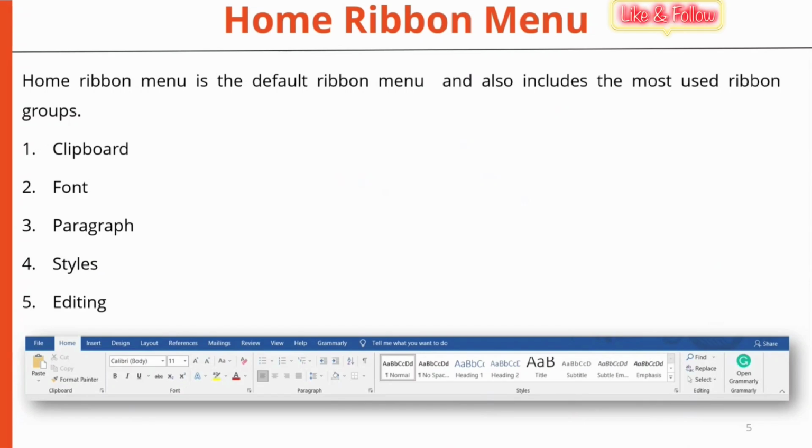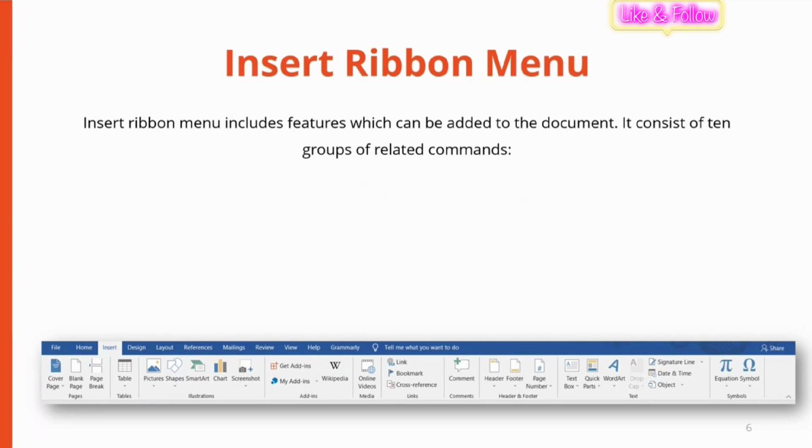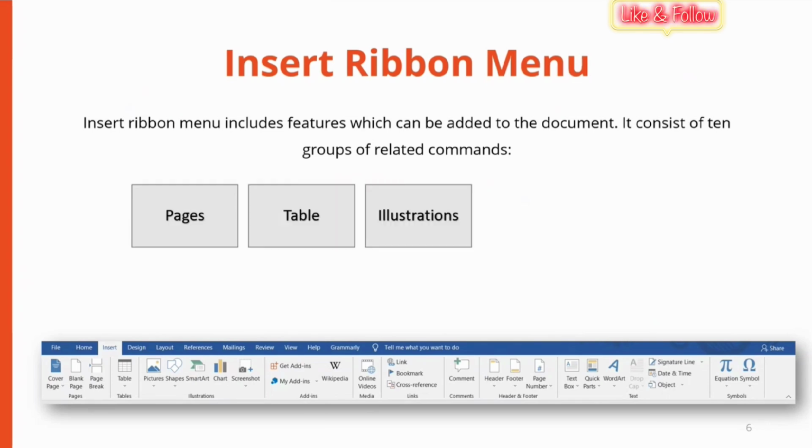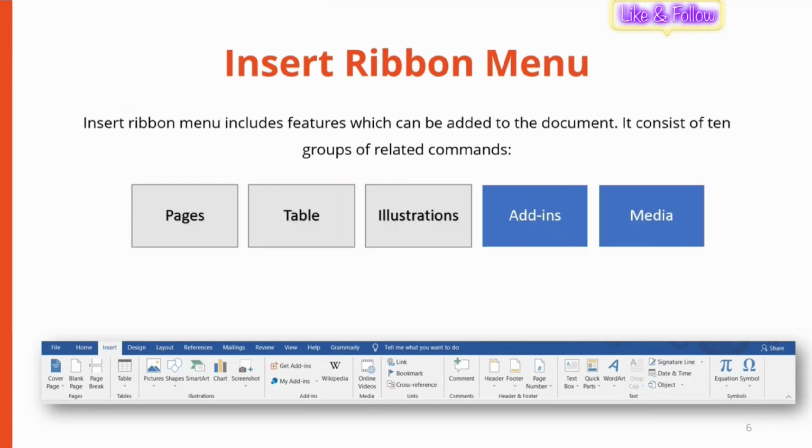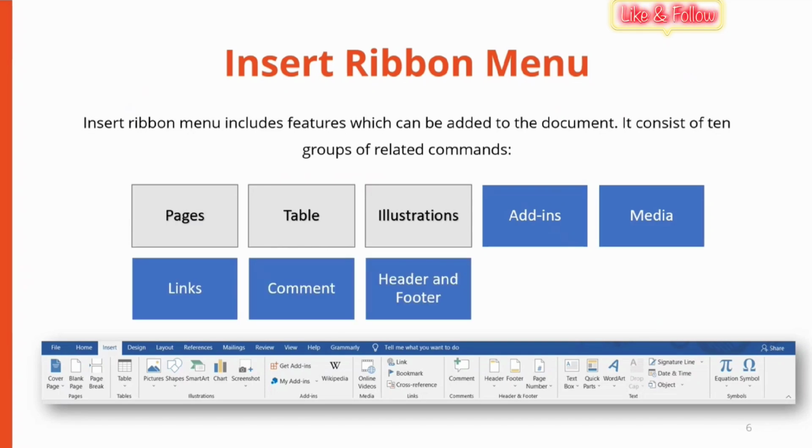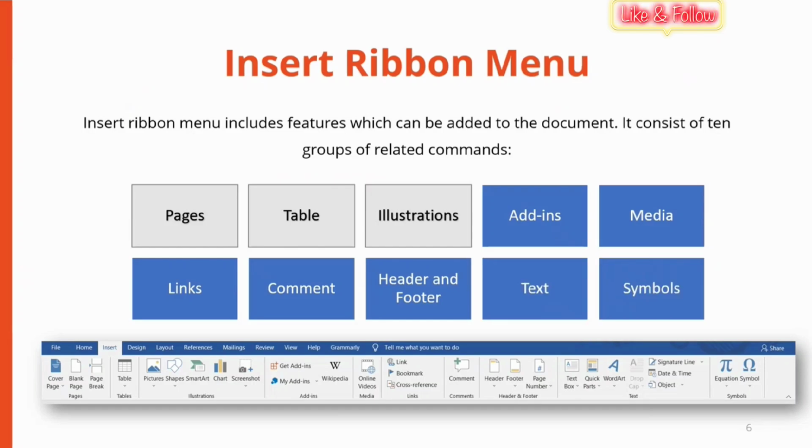Now, let us go to the insert ribbon menu. What is insert ribbon menu? Insert ribbon menu includes features which can be added to the document and it consists of 10 groups of related commands. Let's see what are they. First are the pages, table, illustrations, add-ins, media, links, comment, header and footer, text, and symbols. So let's see what insert ribbon menu is all about.